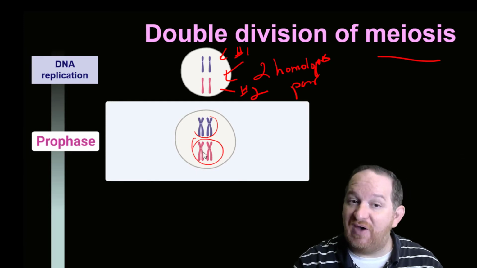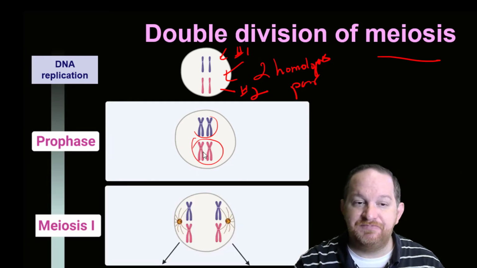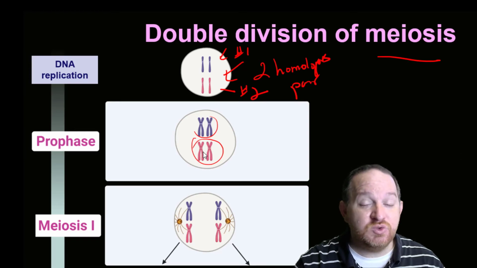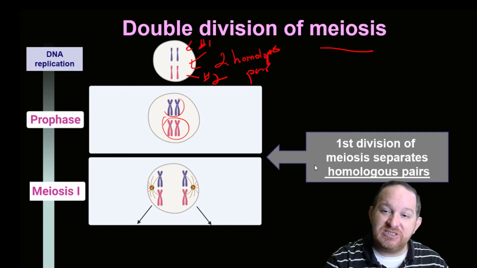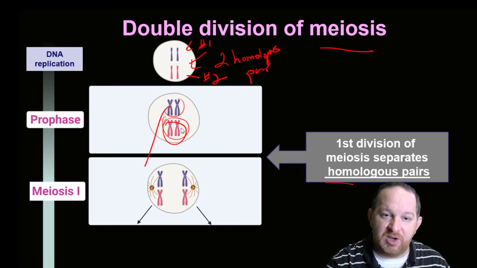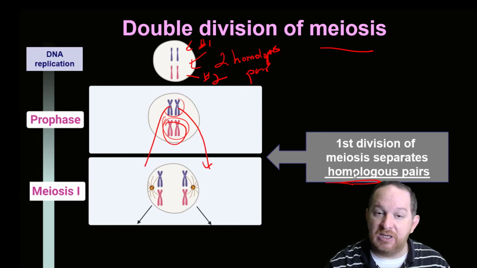This is what prophase looks like. We see the chromosomes. Now, meiosis 1 happens, and what you'll notice is that meiosis 1 separates the homologous pair. So this was a pair, that was a pair. Notice one of them goes over there, one of them goes over there. So we've separated the homologous pair.